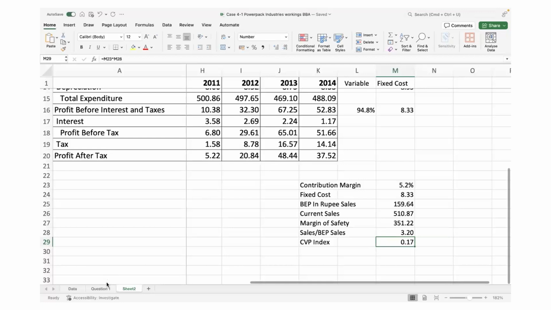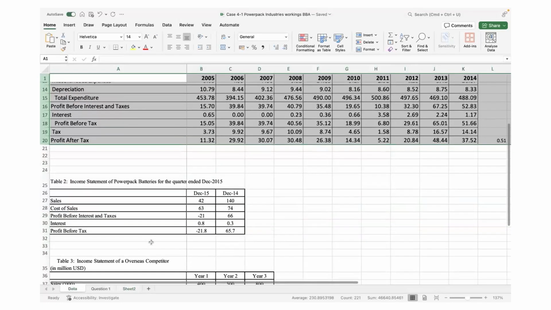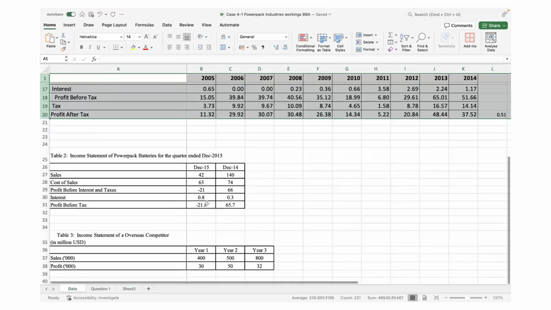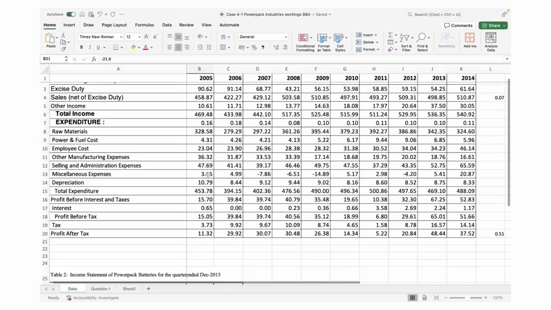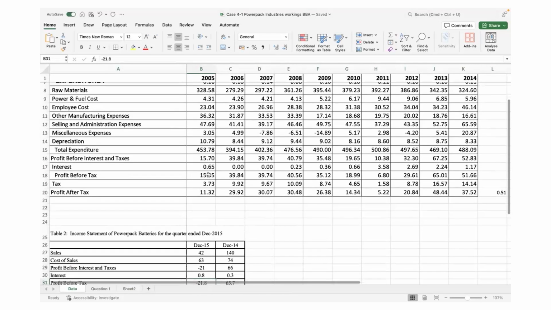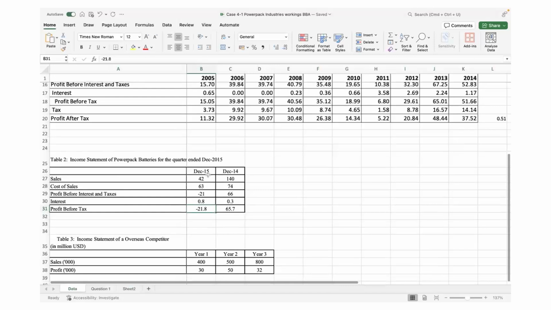But the trouble now is the company has posted a loss in the recent year. 21.8 is a loss, right, because what we have analyzed is data till March 2014. But 2015 happened to be a different year. Suddenly the company sales have declined to 42 for the quarter.